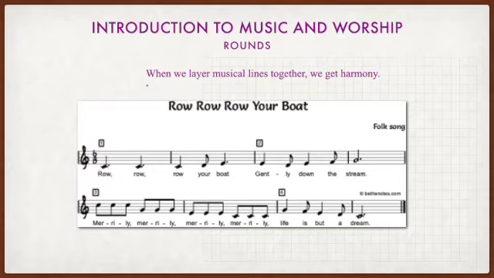To create harmony, we layer musical lines on top of each other. One of the easiest ways to do this is by singing what is called a round. A musical round is known also as a canon, but it's a song where two or more voices sing the same melody, but they start at different times, creating a layered effect of overlapping harmonies.